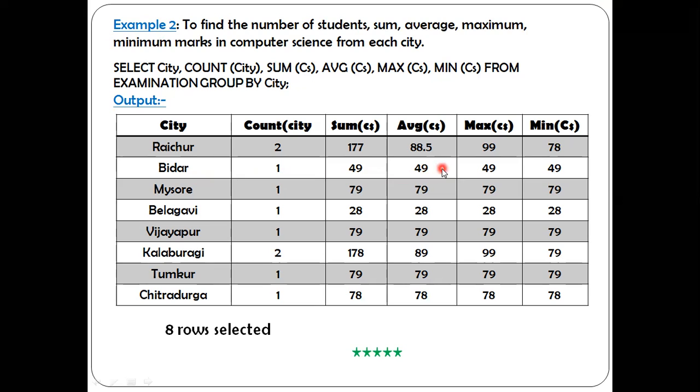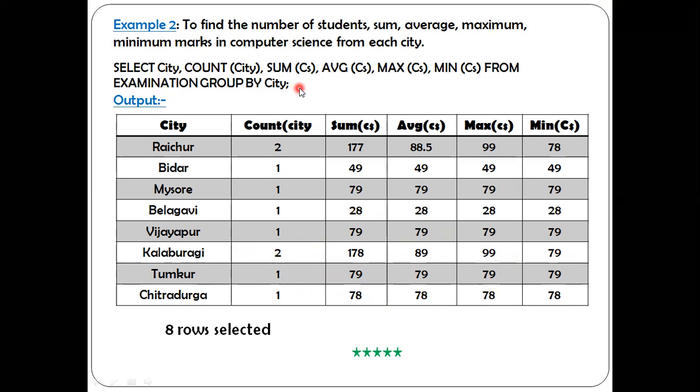From Bidar, 1, 49 in computer science. Sum, average, with only 1 record, means 49 itself is the sum, 49 the average, 49 the maximum, 49 the minimum. Mysore, from Mysore only one student has computer science. 79 is the sum, 79 itself is the average, 79 itself is the maximum and minimum. Belgavi 1, 28 is the sum, 28 is the average, 28 is the minimum and maximum. Vijaypur, same, one record means same itself, 79, 79, 79. Kalburgi, 2 students, total sum is 178, average is 89, maximum is 99, minimum is 78. Tumkur is also 1 and Chitradurga is also 1. This is the output I am going to get at the end.